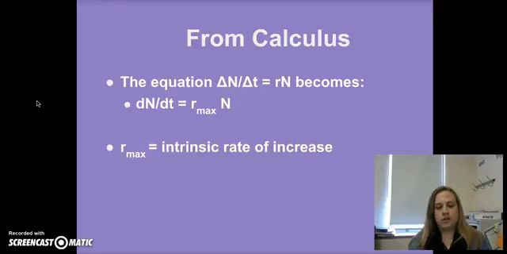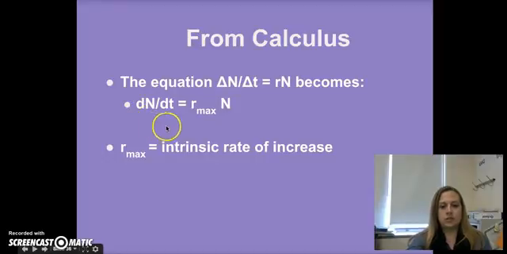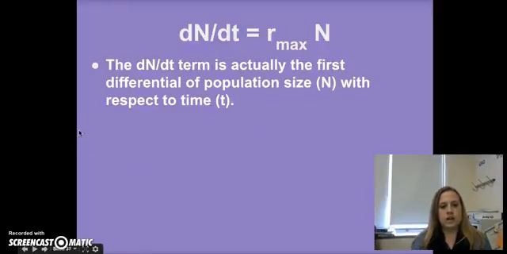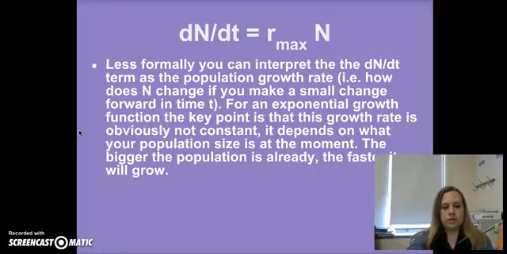So I promise we're not going to talk a ton about calculus, but that equation essentially becomes the differential of population size over time when you look at the intrinsic rate of increase, so that r max times the population size. So again, this term is the first differential of population with respect to time. So I know this is a lot, but we're going to talk about it pretty quickly.